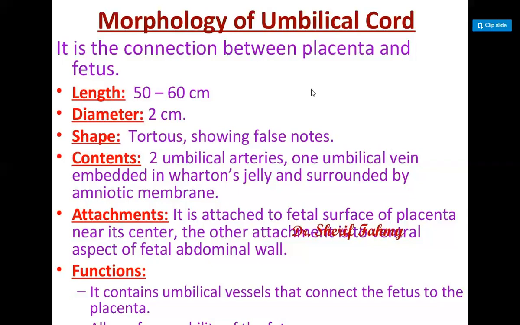And the other attachment, obviously to the fetus, is to the fetal abdominal wall. We are going to see that. Then functions. It contains the umbilical vessels that connect the fetus to the placenta, and whatever transport we say is the function of the placenta, this transport from the placenta to the fetus is done via the umbilical cord. That is its function.